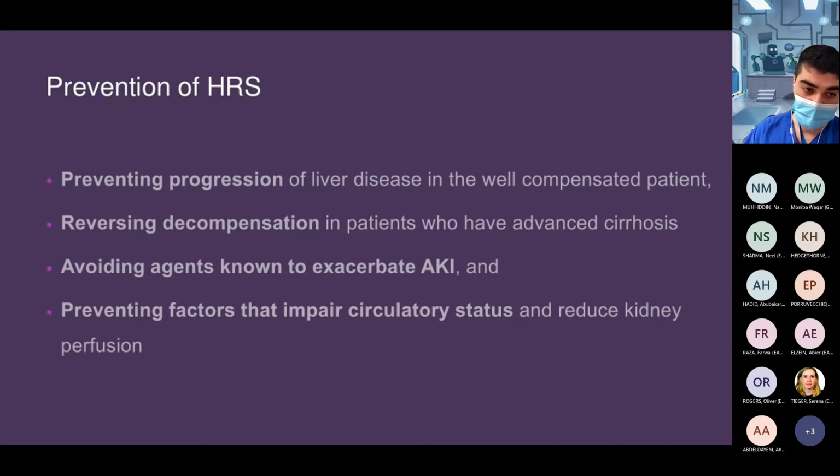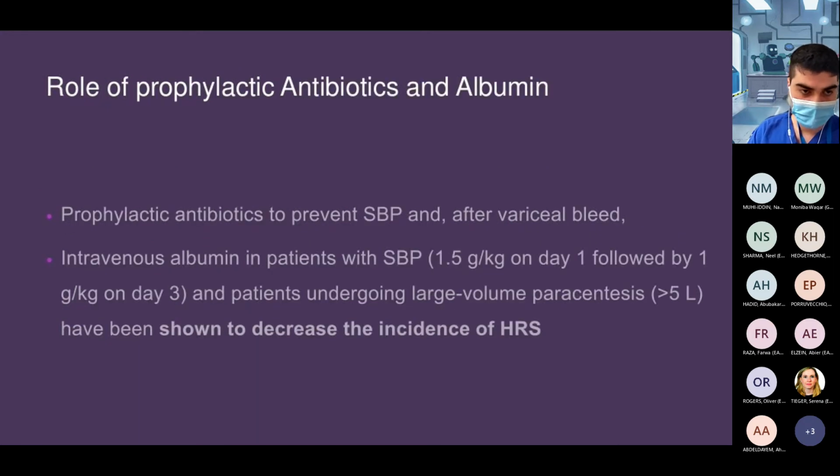eventually developing HRS. So obviously, if you have someone with liver disease with a reversible etiology, so the patients with alcoholic liver disease, the best thing is asking them to stop drinking, letting them know that if they keep on coming in and out of hospital, the next time might be the time that they actually pass away. Preventing decompensation, again, is quite difficult. We try and keep them on the minimum amount of diuretics needed to achieve the treatment goal that we want. Avoiding agents, I will cover in a few slides, and preventing factors that impact circulatory status, I will also go over in the next few slides.